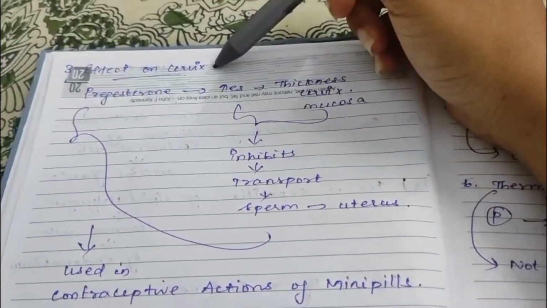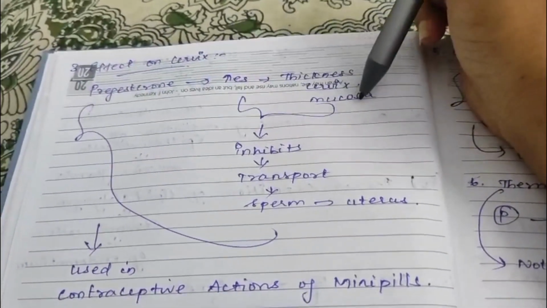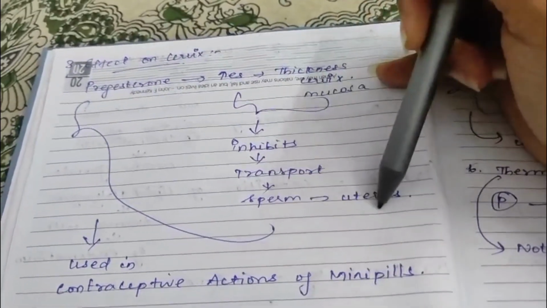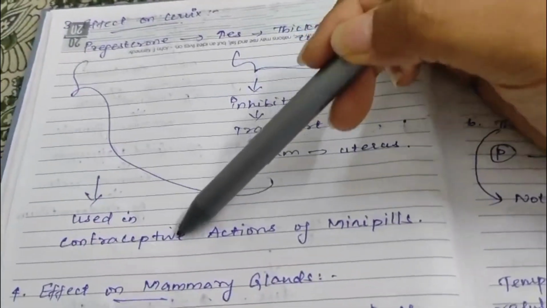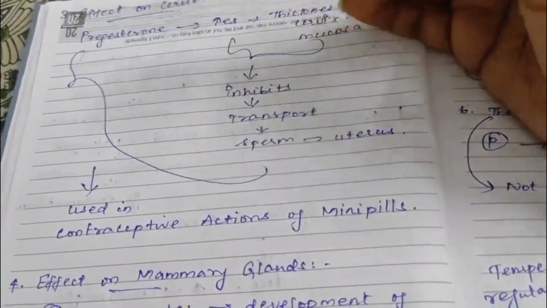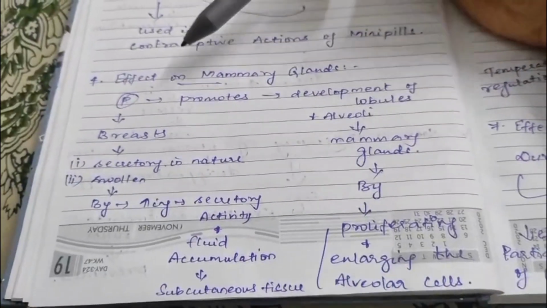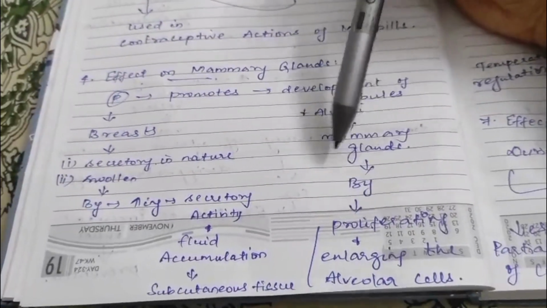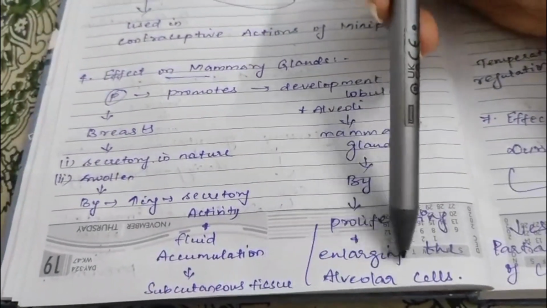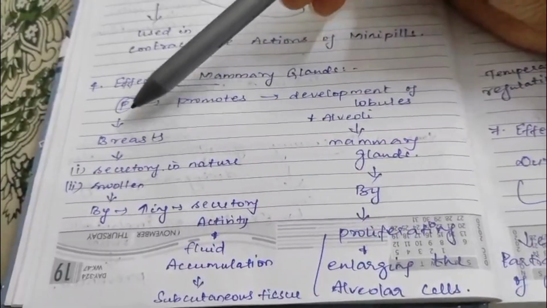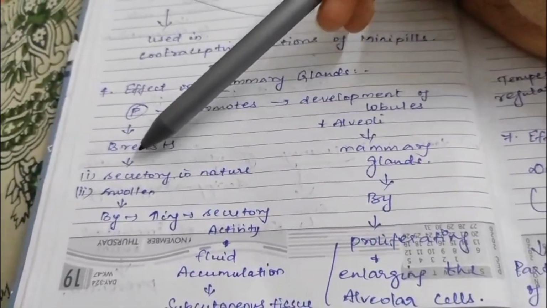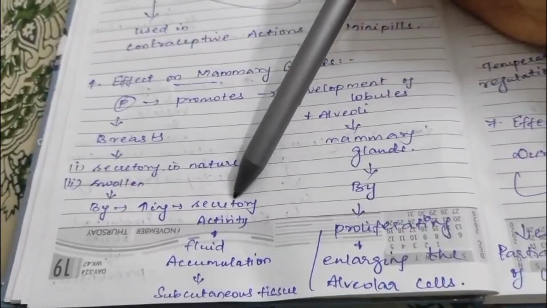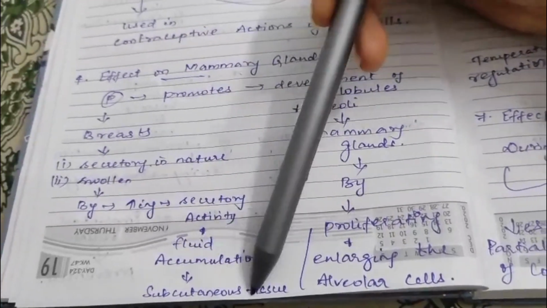Effect on cervix. Progesterone increases the thickness of the cervical mucosa. This process inhibits the transport of sperm to the uterus, and is used in the contraceptive action of mini pills. Effect on mammary glands. Progesterone promotes development of lobules and alveoli in the mammary glands by proliferating and enlarging the alveolar cells. The breast, secretory in nature, becomes swollen by increased secretory activity and fluid accumulation in the subcutaneous tissue.